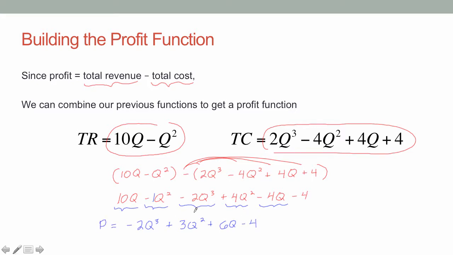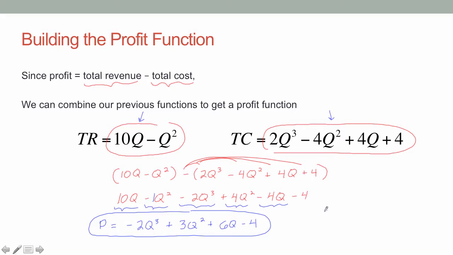my profit function. This is one function that's going to take into account both how much money I make when I sell a certain amount of quantity and how much money it costs when I produce a certain amount of quantity. Notice my variable is still Q. That's how many items I'm going to sell. So I have a function that says put in a number of items to sell and we'll tell you how much money you'll make for selling that number of items.